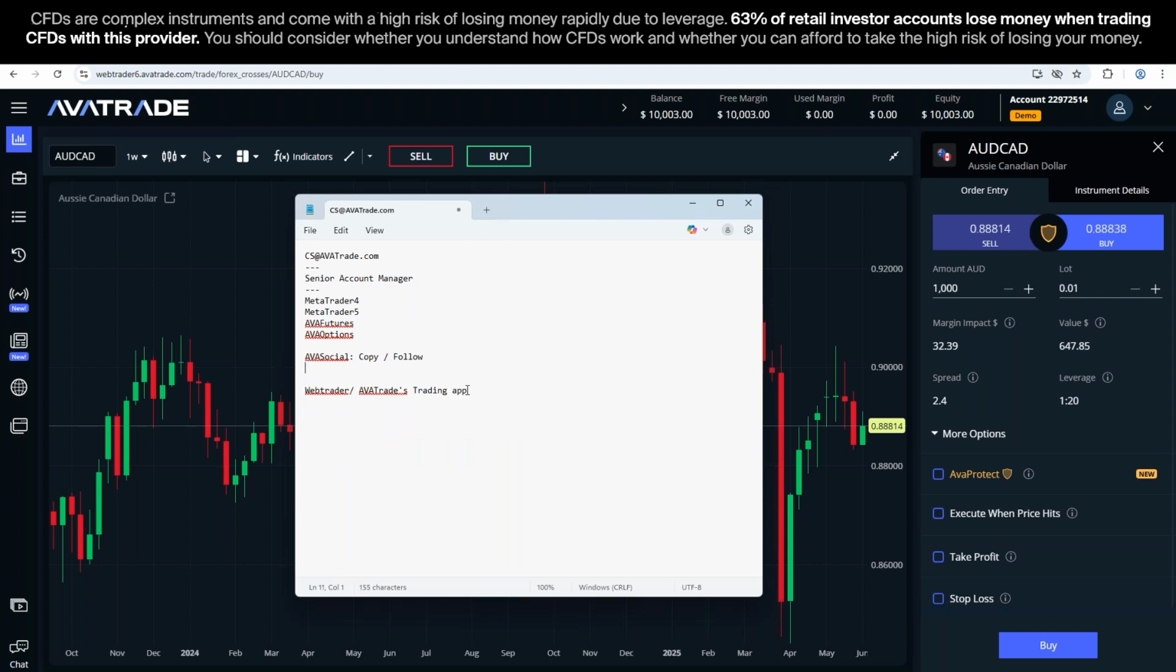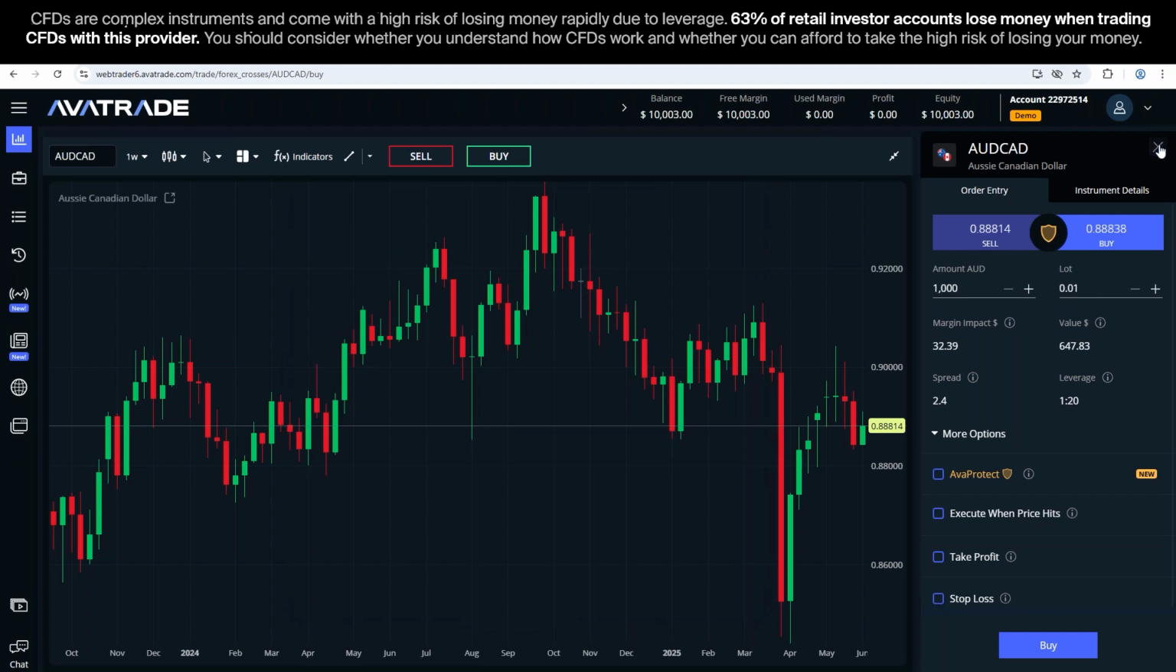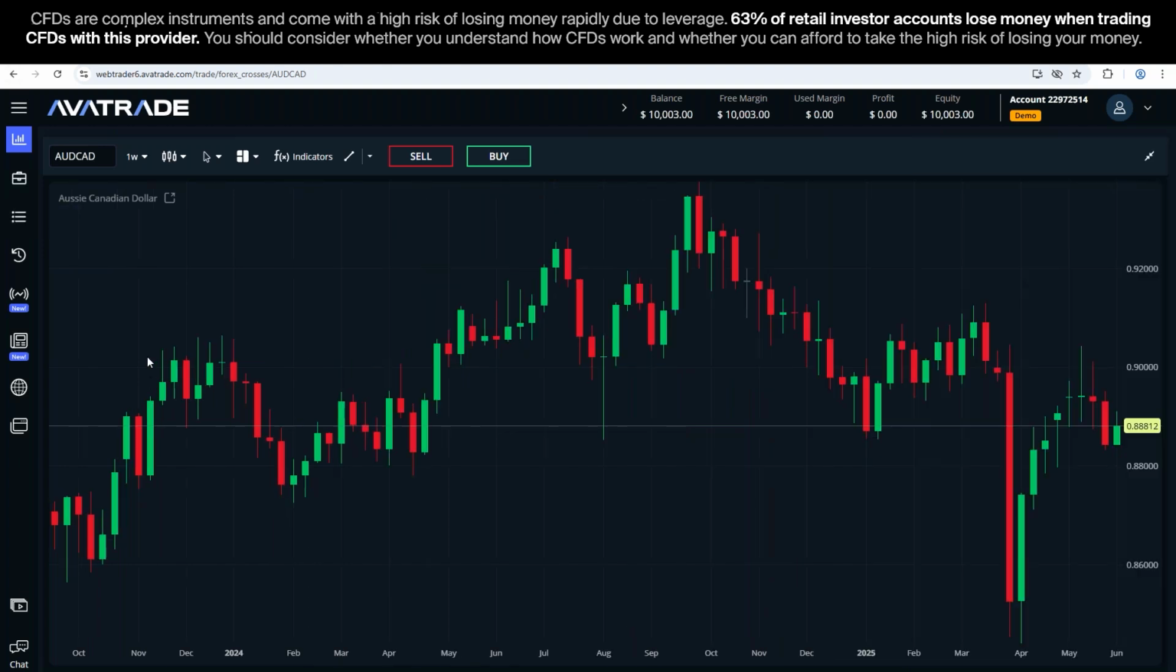Now, we're going to carry on with the web trader as I've explained. Avasocial is free to download, so I suggest you guys will give it a try regardless. And we're going to proceed with the features we have here to the left. We're going to look at the menus, understanding which ones are useful for us.